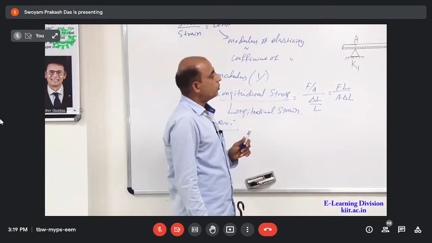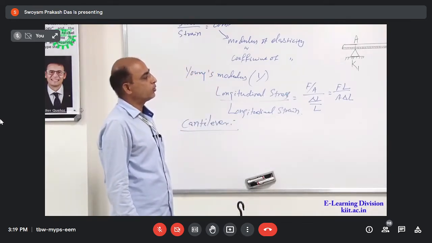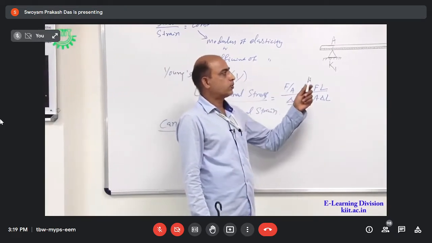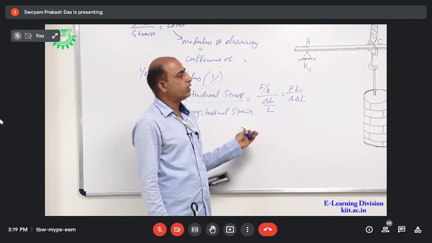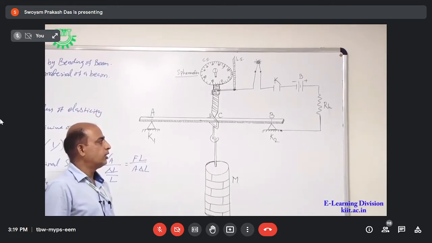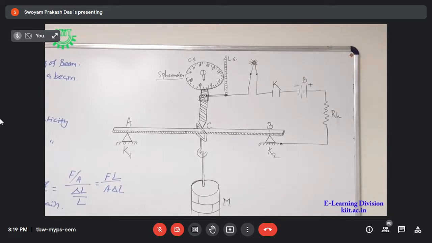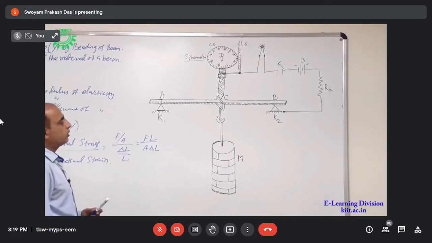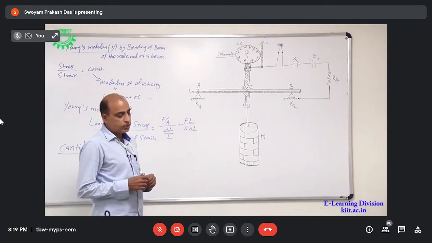So we will come to our experiment where the principle of cantilever works, but here two inverted cantilevers are working in our experiment. If we know the principle of cantilever, then there will be no difficulty to understand this double cantilever in our experiment. So we will find it by bending it, applying some load at the middle.